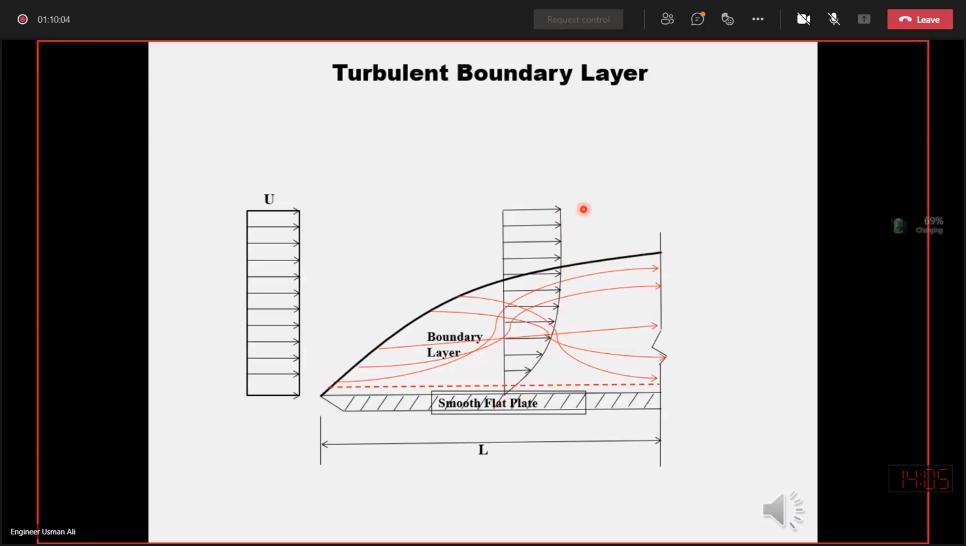Now, one very important thing: in a turbulent boundary layer or in turbulent flow, remember this, very close to the surface of the plate, for a very small thickness, there will be laminar flow. Up to this dotted line from the surface of the plate, the flow within this layer will be laminar, and outside it the flow will be turbulent. So this is known as the laminar sublayer or viscous sublayer.